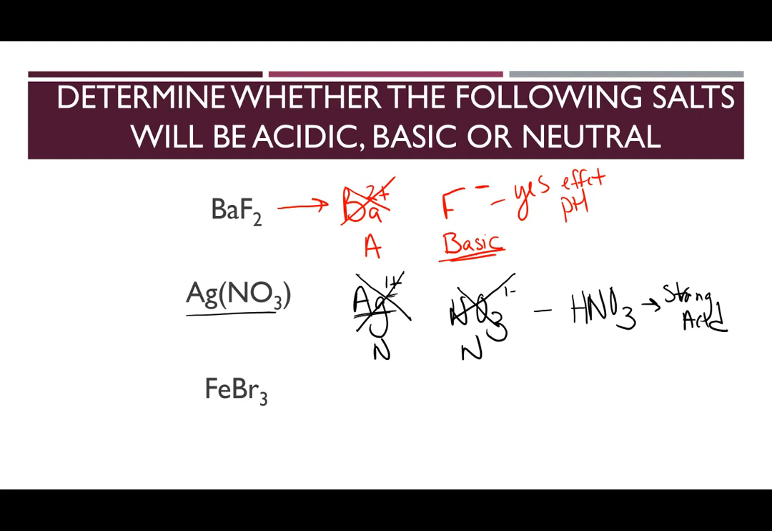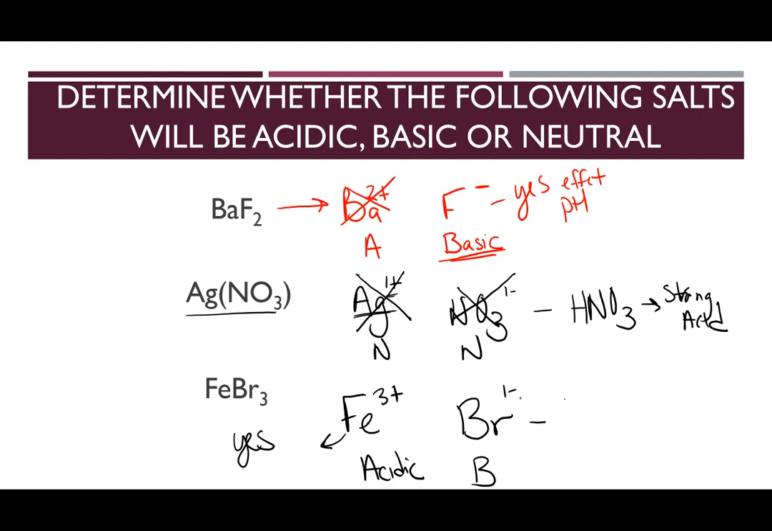Next, we've got iron bromide. So iron is a 3+. Bromine is a 1-. Okay, so we broke it apart into its ions. Iron has a 3+ charge. So is this going to affect the pH? Yes. Remember, small and a charge of 3+ or more will have an effect on the pH. And using our handy AB model, this is going to have an acidic effect.